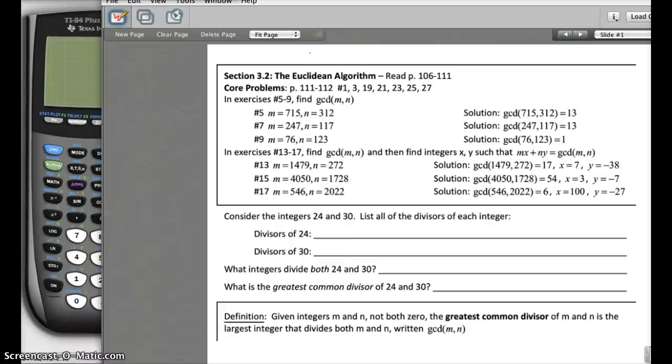So let's look at section 3.2, which is about the Euclidean algorithm. This is a way for finding the greatest common divisor between two integers. We call them m and n.